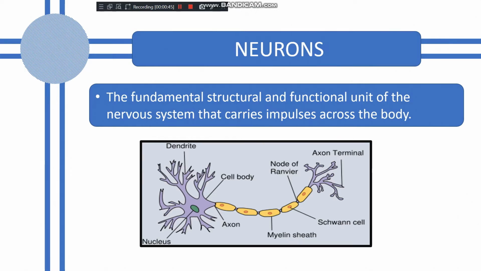neuron. What is a neuron? A neuron is the fundamental structural and functional unit of the nervous system. As I explained to you, the nervous system is a system which controls and coordinates the activities of other systems and activities of the body, and the function of the neuron is to carry impulses across the body. So the neuron is the basic structural and functional unit of the nervous system. This is the structure of the neuron.